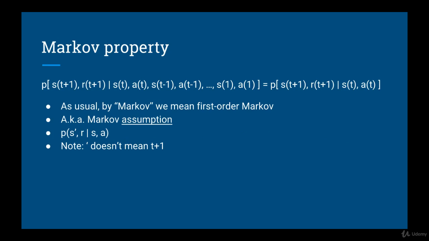This is also where Markov comes from in the term Markov decision process. As usual, when we say Markov, we usually mean first-order Markov, which means that we model the next state and reward probability as being dependent only on the previous state and action, rather than all previous states and all previous actions. Notice how the notation is a little funny. We use S prime to mean the next state at time t+1, but we don't say R prime, we just say R for the reward at time t+1. So the prime symbol doesn't necessarily mean at time t+1.